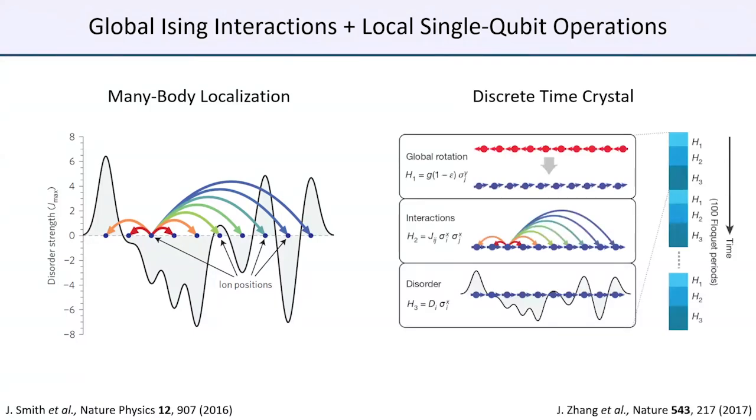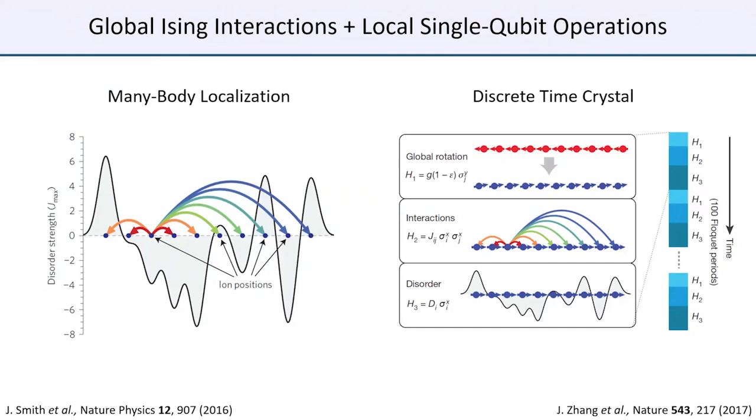And then another flashy result that comes out of these kinds of things. I like showing this example because it puts together a lot of the pieces that we've been talking about so far. This is a trapped ion experiment looking at the emergence of a discrete time crystal. In this case, you start with global rotations, and we talked about those. We then add global interactions, these Ising models, which we've talked about. And then this is where the site-dependent stuff comes in. You also add disorder.